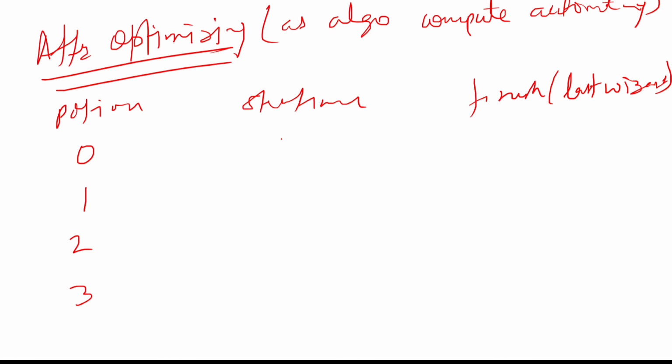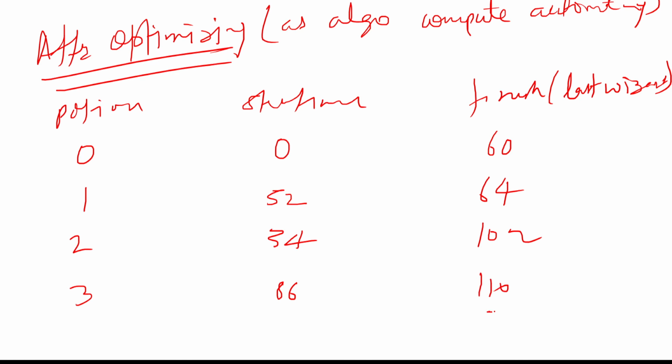Portion 0 starts at 0, and let's suppose it finishes at 60, the very initial. Then portion 1 starts at 52 and finishes at 64. When we talk about portion 2, it starts at 54 and finishes at 102. For portion 3, the start time is 64 and it finishes at 110. So now the whole pipeline flows perfectly. There is no idle waiting time.